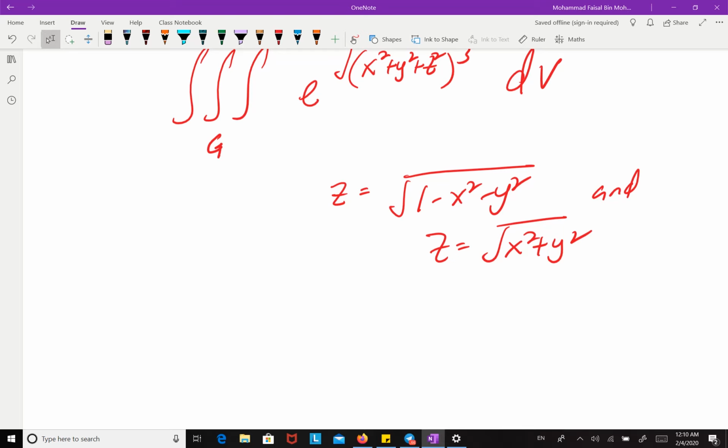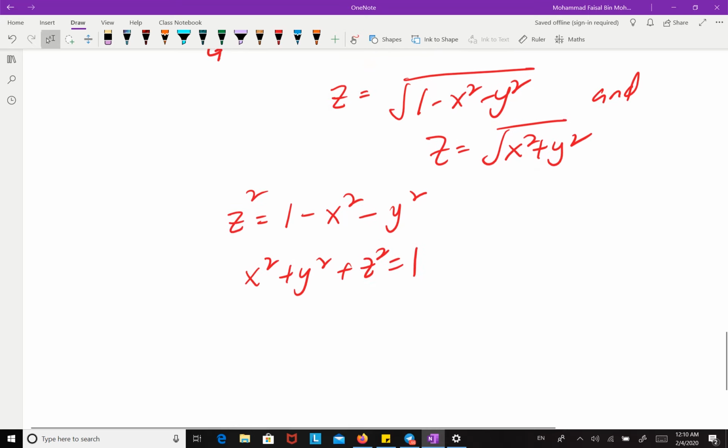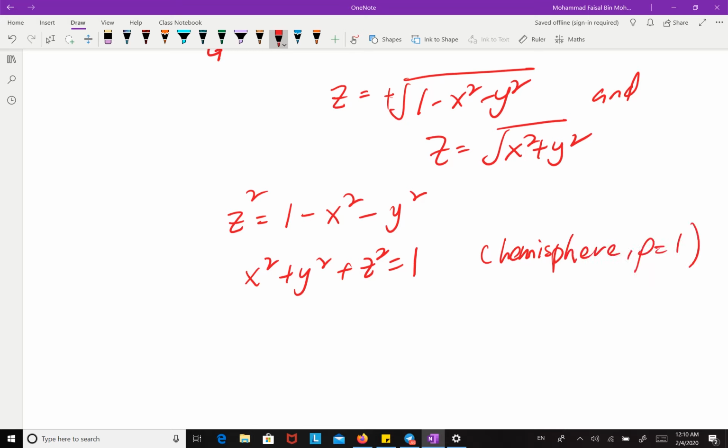Okay, solid bounded by. So z squared equals 1 minus x squared minus y squared. If you rearrange, you will get x squared plus y squared plus z squared equals 1. So this is just a sphere with radius 1. The question is positive, so it is just a hemisphere with radius 1, rho equals 1.